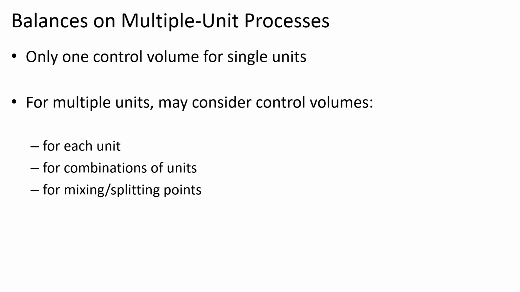When we talk about a single unit operation, only one control volume can be drawn. When we have multiple unit operations, there are multiple control volumes that we consider. We can consider a control volume around each of the unit operations, or around any combination of adjacent unit operations. And we can also consider control volumes around points where fluid streams are mixed or where they're split. And we'll be having an example of a mixing point in the problem we work in this lecture.